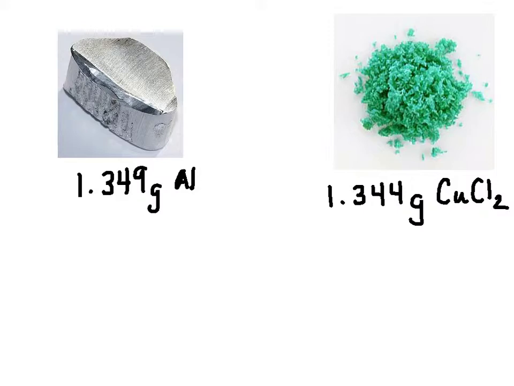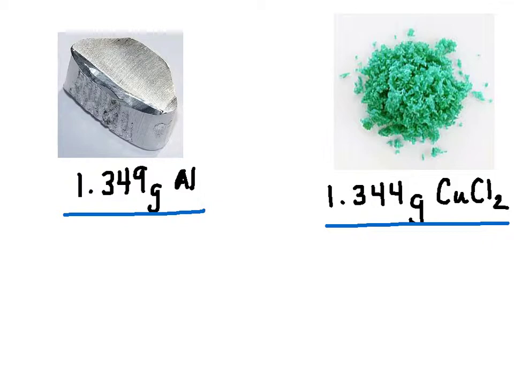First of all, we have to change to moles. And then we have to use the mole ratios in the balanced chemical equation if we're going to make a proper stoichiometric comparison. So what I've chosen to do here is to take aluminum and copper 2 chloride, and what we want to do is figure out which one of these two reactants is going to be the limiting reactant.